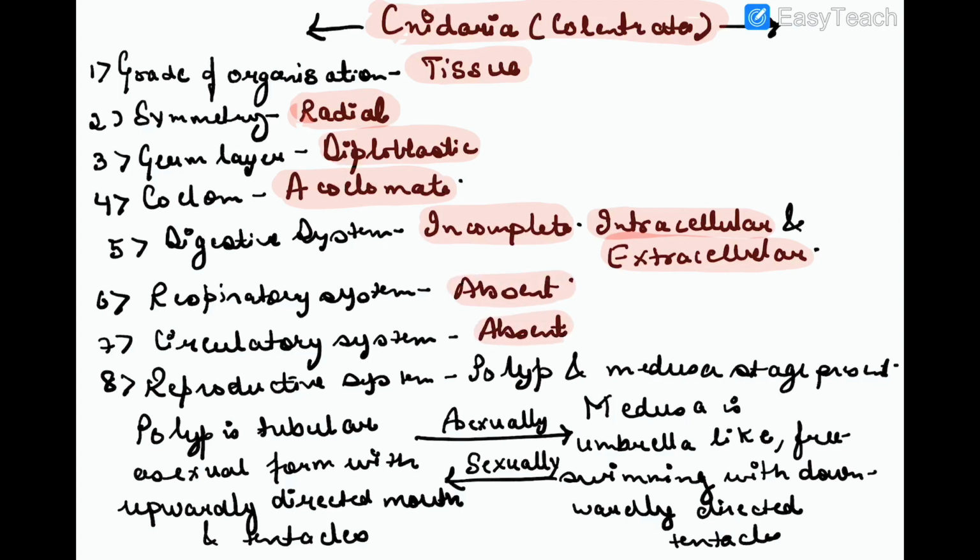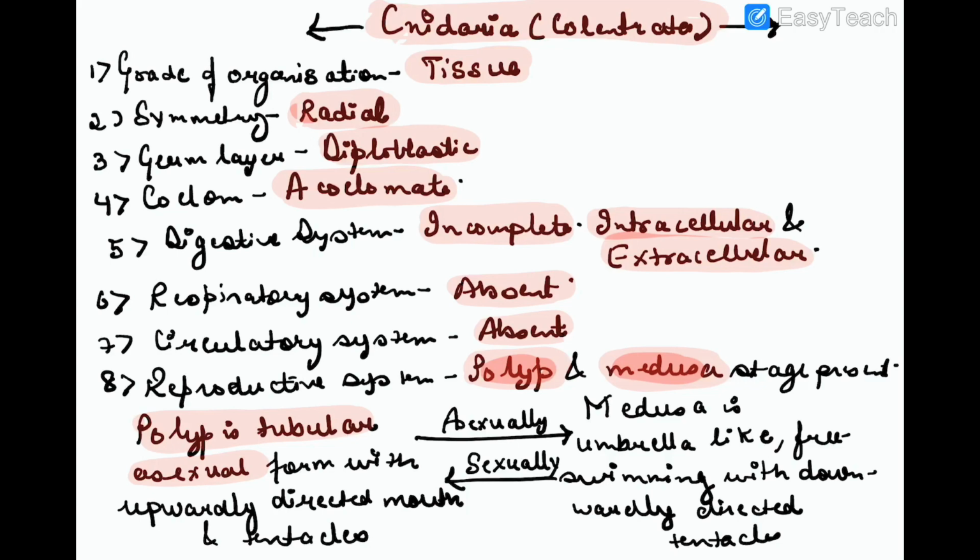If we look at the reproductive system, there are two stages present, that are polyp and medusa. So in the reproductive stage, they exist in two forms, polyp and medusa. Polyp is a tubular asexual form, whereas medusa is a sexual form.